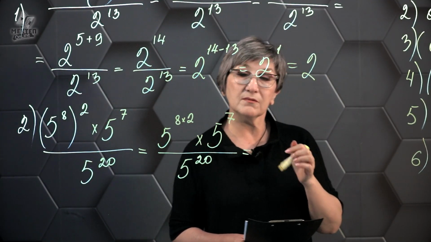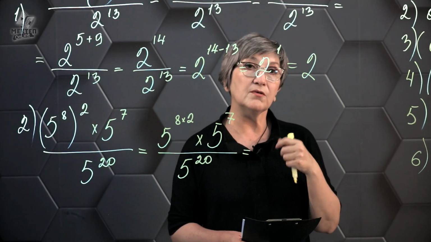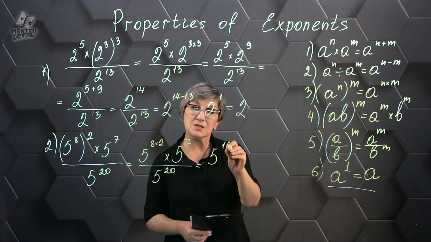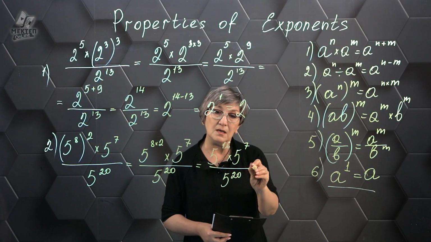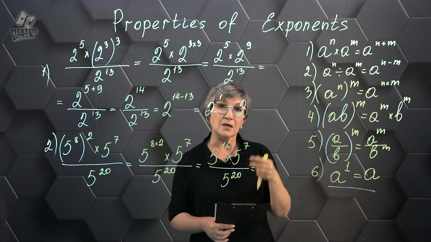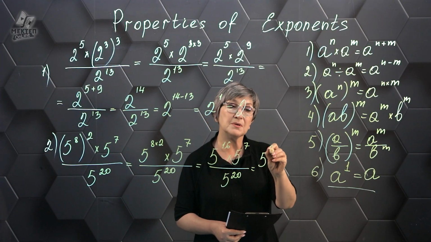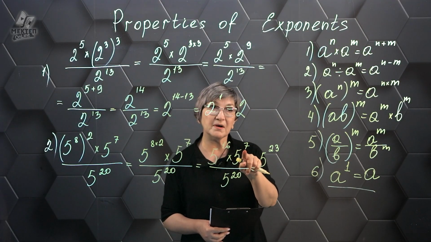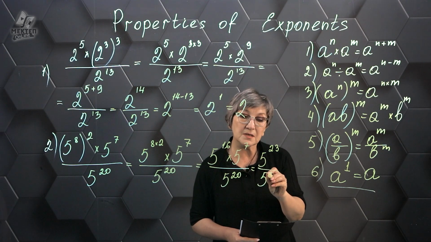Now I would like to point out that if you're not converting a multiplier or a number, you're just rewriting it. Then 5 to the power of 16 times 5 to the power of 7 divided by 5 to the power of 20. In this case, we can already use the first property in the numerator. 5 to the power of 16 times 5 to the power of 7 is 5 to the power of 23. I'm not going to write that we need to add 7 to 16, but I'm going to write 5 to the power of 23 divided by 5 to the power of 20.